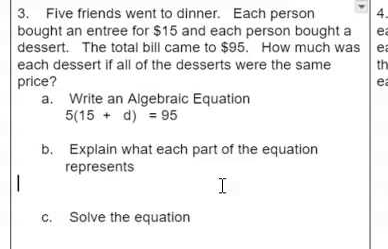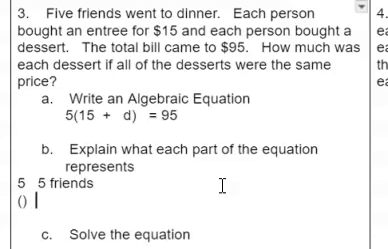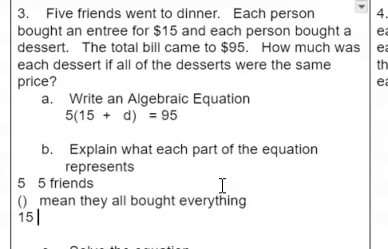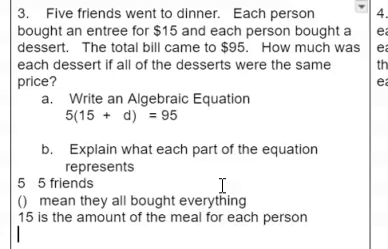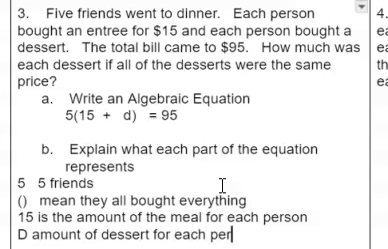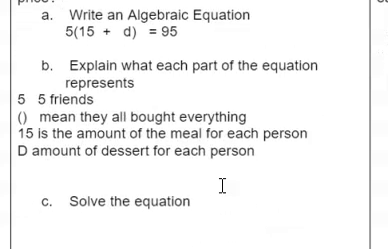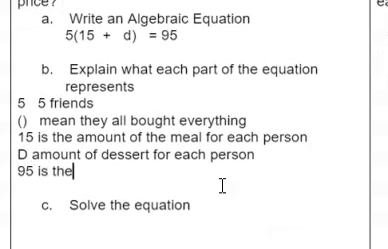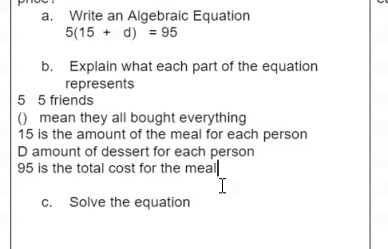What does each part of the equation represent? The 5 represents the 5 friends. The parentheses mean they all bought everything. The 15 is the amount of the meal for each person. And the D is the amount of the dessert for each person. And finally, the 95 is the total cost for the meal. Okay, now we're going to solve the equation.